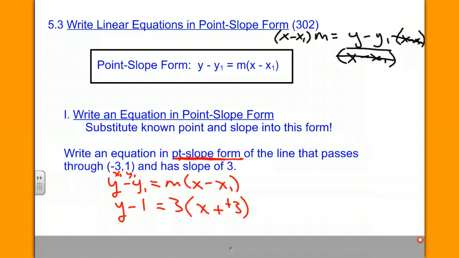If the question says write an equation in point slope form, is this in point slope form? Yes. Yes, and you're done. You don't have to go further at all. But will we sometimes have to go further? Yes. Okay, but we don't have to here. We're done. Okay, let's try this again with another one.